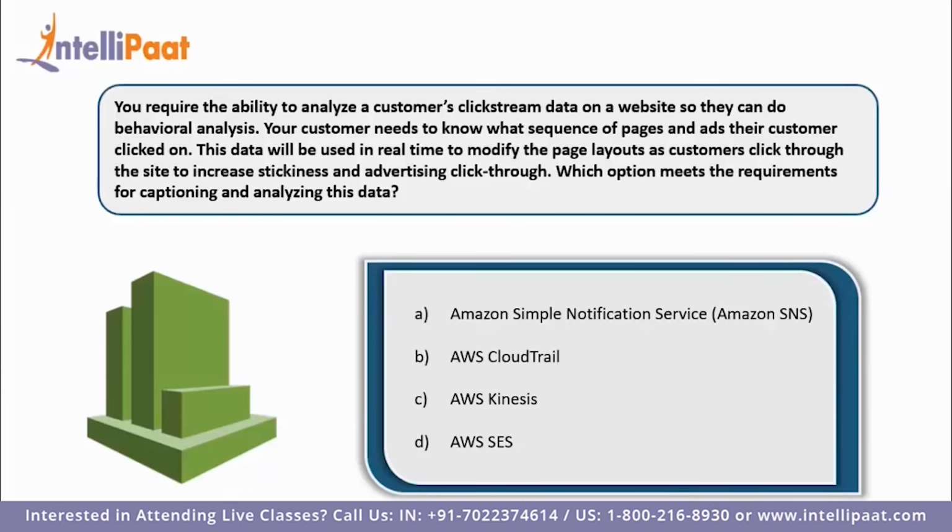Then we have AWS CloudTrail and AWS Kinesis. Actually, both these services can do this work, but the keyword over here is real time, right? You want the data to be in real time. So since the data has to be in real time, you will choose AWS Kinesis. CloudTrail cannot pass on logs for real-time analysis. Kinesis is specially built for this particular purpose, and hence for this particular question, the answer will be AWS Kinesis.